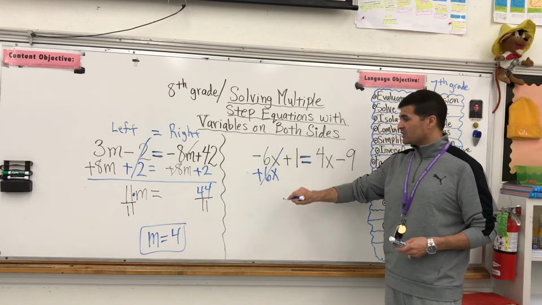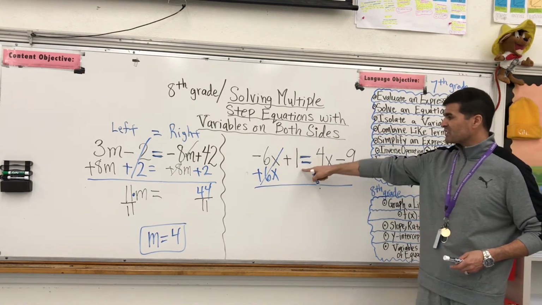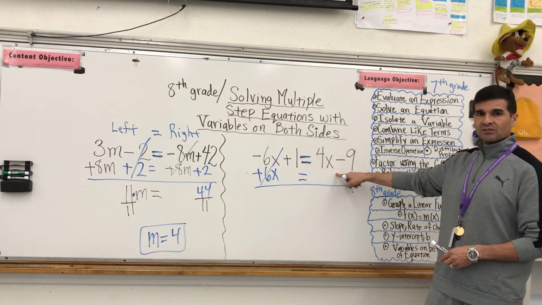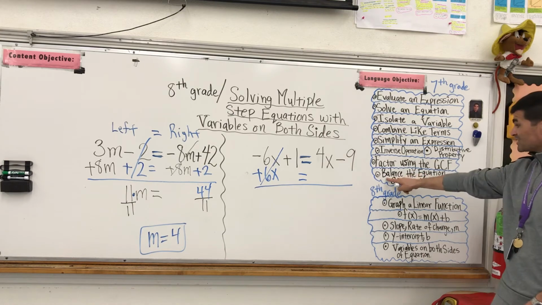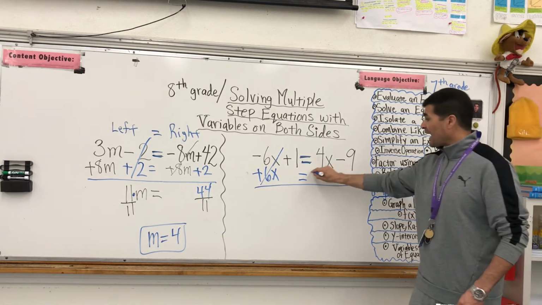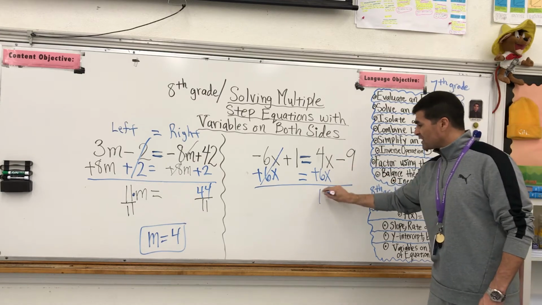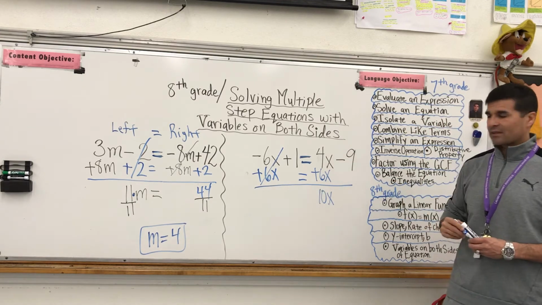Well, this is going to give you 0 x's on the left side of this equal sign. Well, what about the right side, Mr. Gonzalez? Well, here's where you have to balance the equation. I'm going to add 6 x's to 4 x's. Well, this is going to give you 10 variable x's right there.